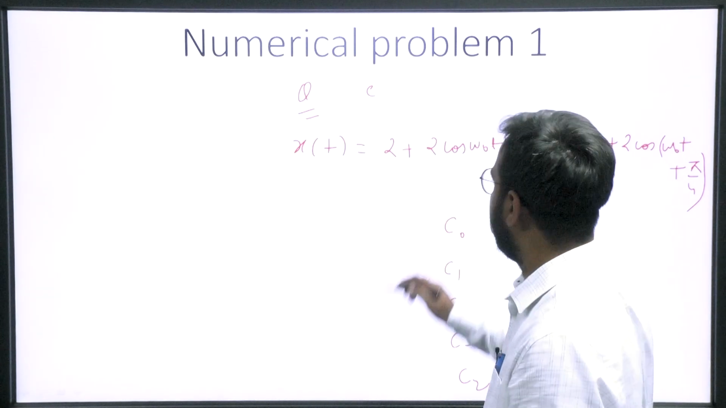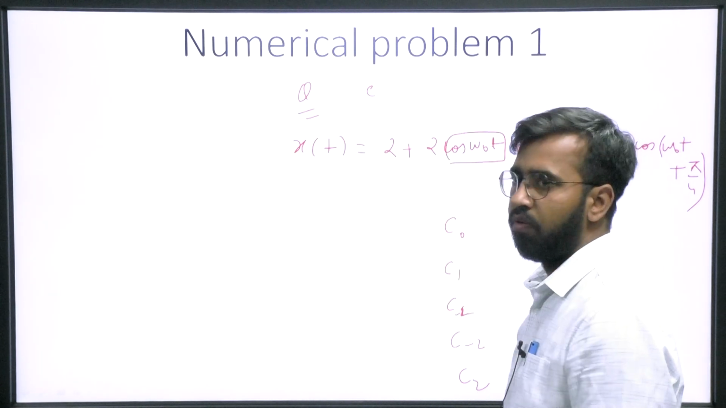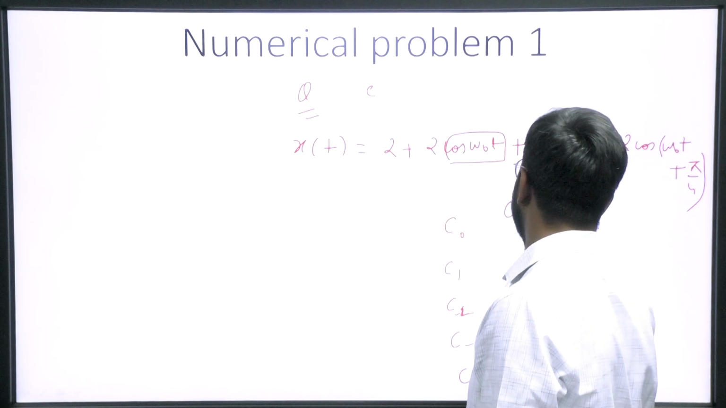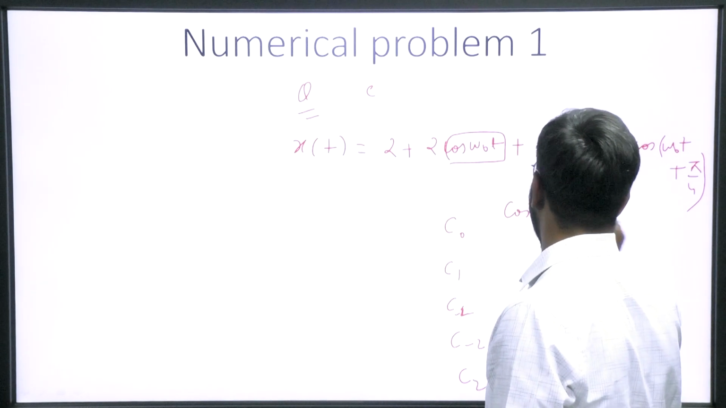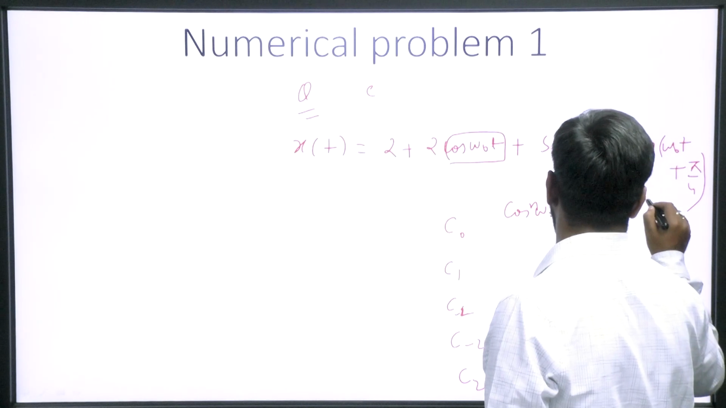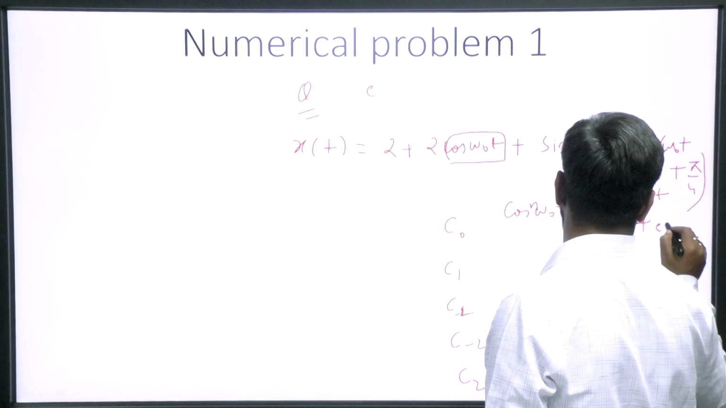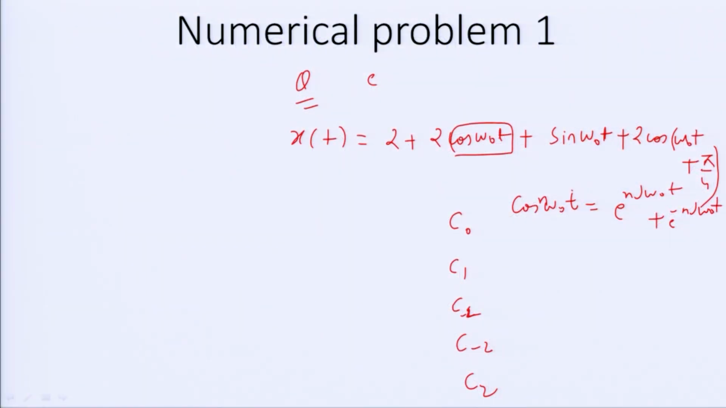How can we do this? We will expand cos in this form: cos n omega naught t is equal to e to the power n j omega naught t plus e to the power minus n j omega naught t, upon 2. We write sine and cosine in exponential form. Then we collect similar terms, meaning the coefficients with similar exponentials, and finally we will get a form somewhere like this.